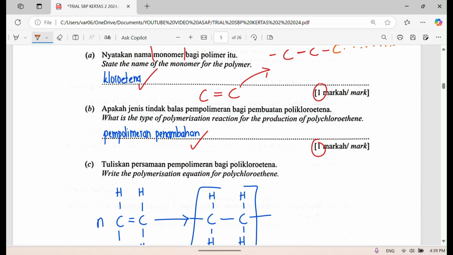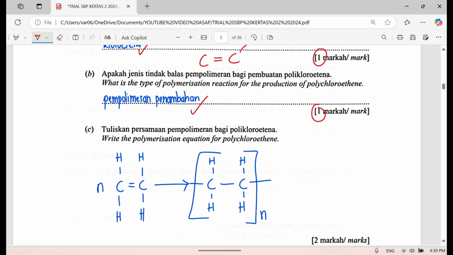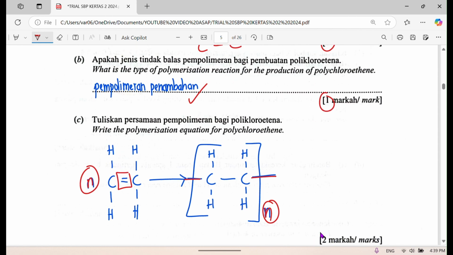Next, tuliskan persamaan pempolimeran bagi chloroethanol. Okay, so here as I said earlier, you see this ikatan kovalent ganda 2 dibuka basically, and your N represents how many ulangan it does. Okay, so we don't know, so we just represent it as N. So 2 marks there.